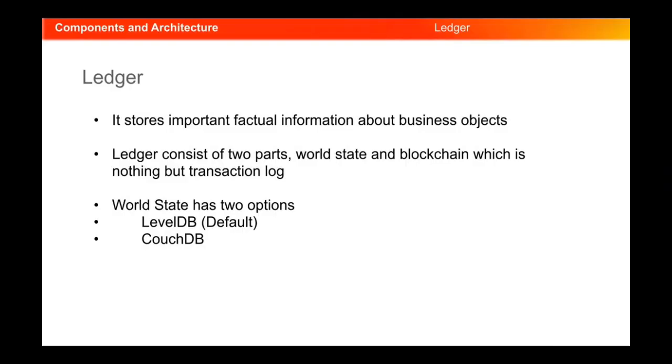In this section, we're going to look into another important component, which is ledger. Ledger stores important information about business objects, also known as assets. Ledger consists of two parts. One is world state and the other one is blockchain, which is nothing but a transactional log. The world state has two database options. One is LevelDB, which is default in Hyperledger Fabric. Then you have another option, which is CouchDB, where you can run rich data queries.